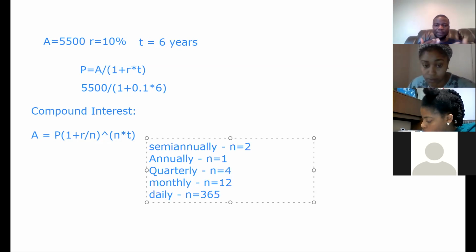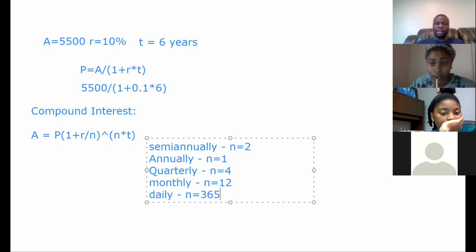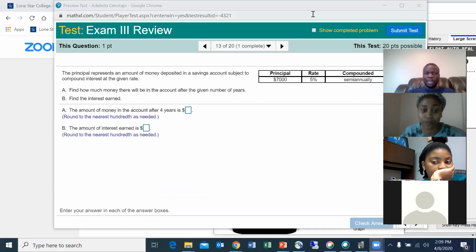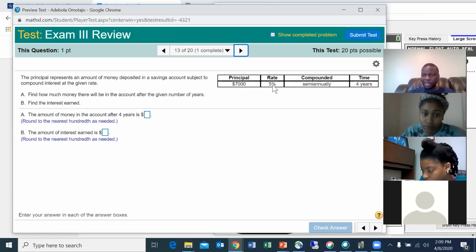So these are the common compounding periods that we have. So back to my main screen, you look at this problem. It tells you the P is $7,000. R is 5%. In decimal, that would be 5 divided by 100, which is 0.05. The compounding period is semi-annually, which means n is equal to 2. T is 4 years, so T equals 4.